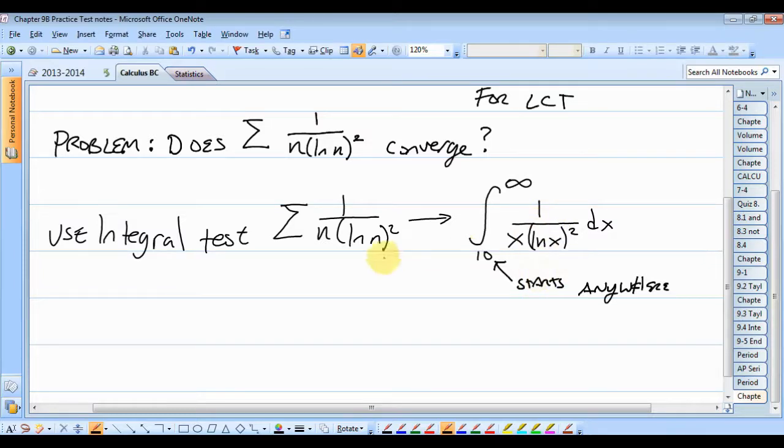Okay, let's integrate this. Integral from 10 to b, limit as b goes to infinity.